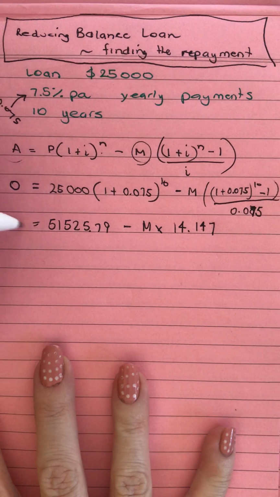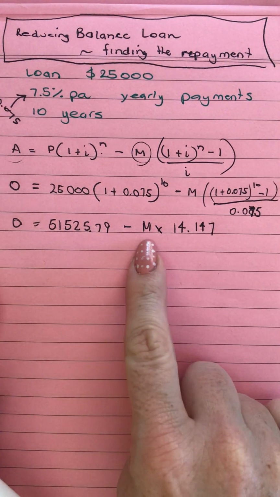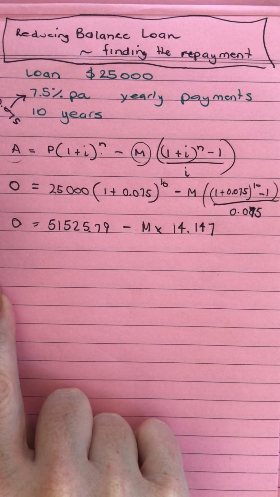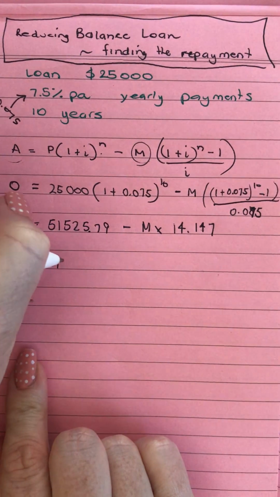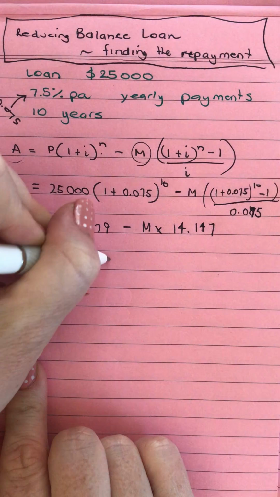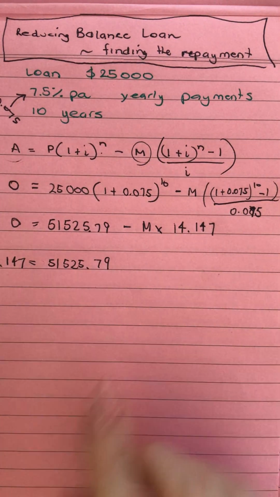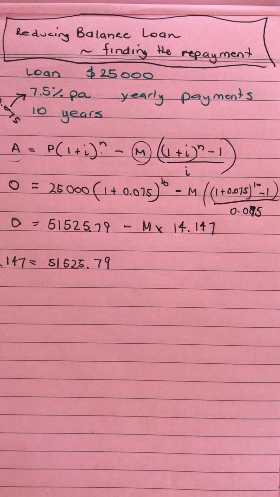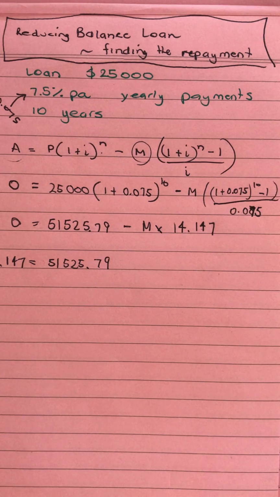So now I've got that 0 is equal to 51525.79, take away M times that. So I can add that over here, so M times 14.147 is equal to 51525.79. Those who have looked at my worked solutions will also notice sometimes I just put this part straight over to the other side and say that is equal to that, because if I've got nothing left to pay, I know that this part of the equation must be equal to that part of the equation.